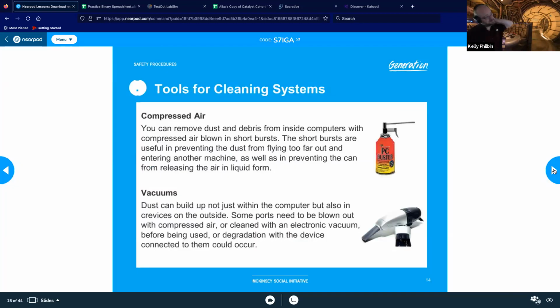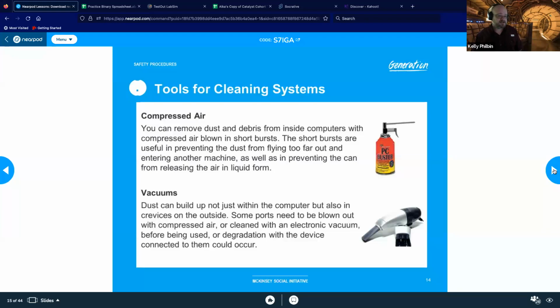All right, cleaning tools. All right, so compressed air is a big one. It's the cheapest one. It's really good for cleaning out a lot of computer components if you have dust and debris and all that kind of fun stuff.